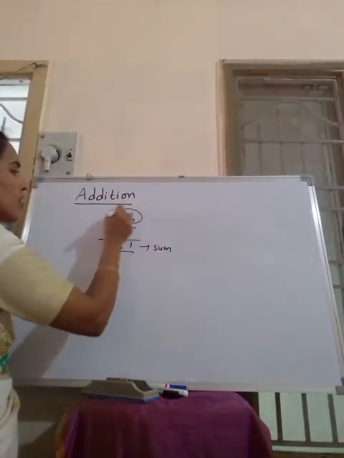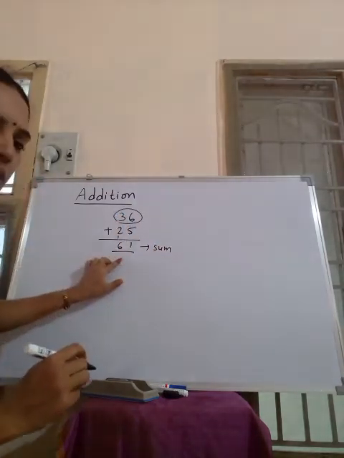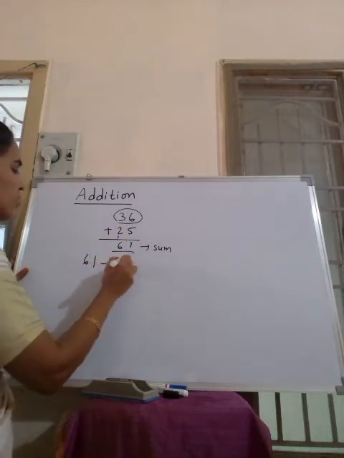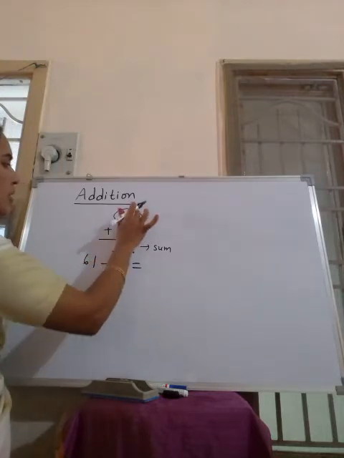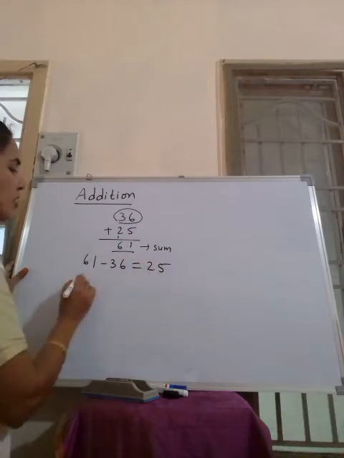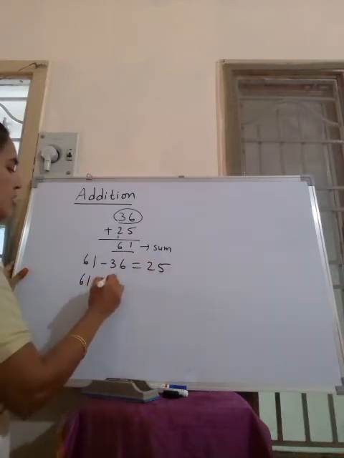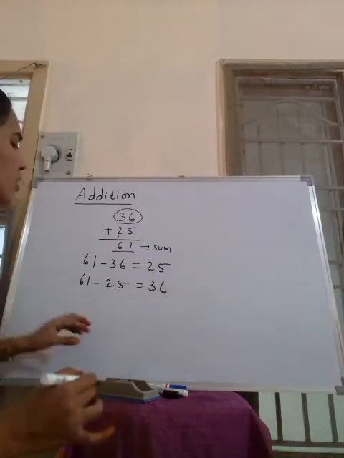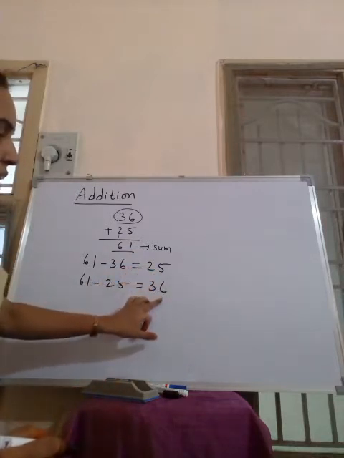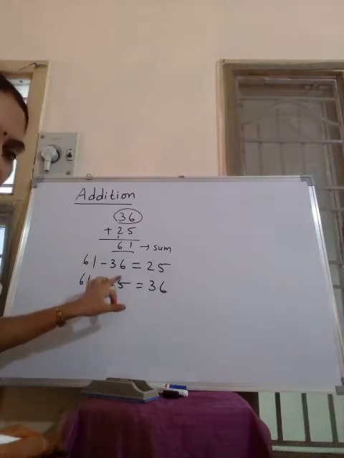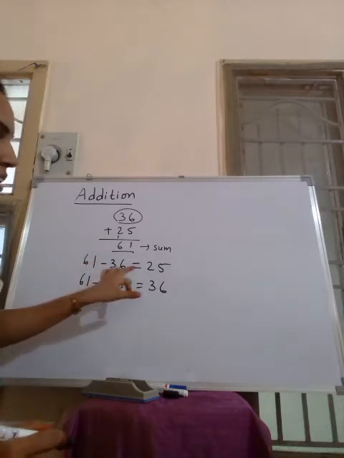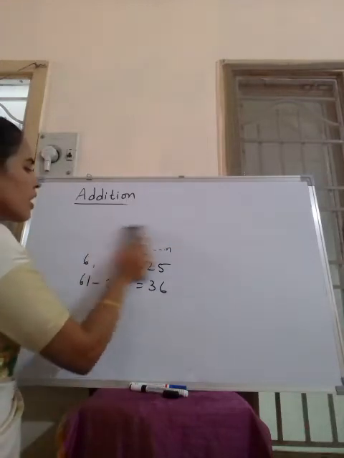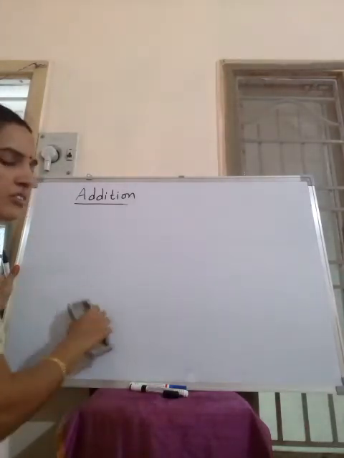If you know the sum and want to get the other addend, that is 61 minus 36, which gives 25. Similarly, 61 minus 25 gives 36. If you want any one of the addends, it is the sum minus the other addend, which gives our required addend.